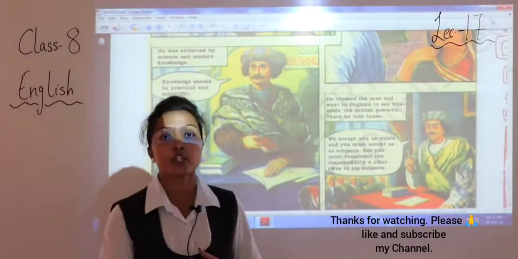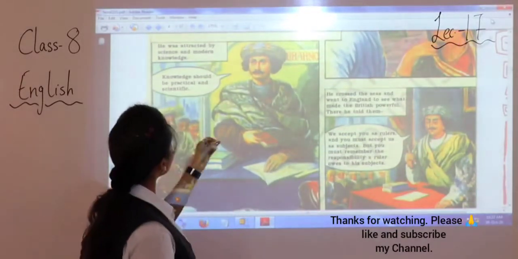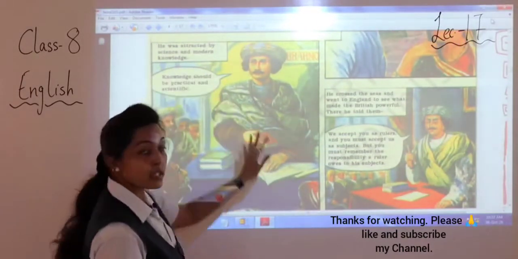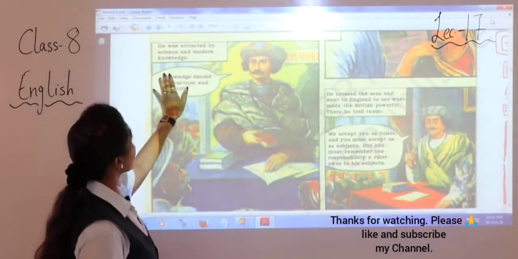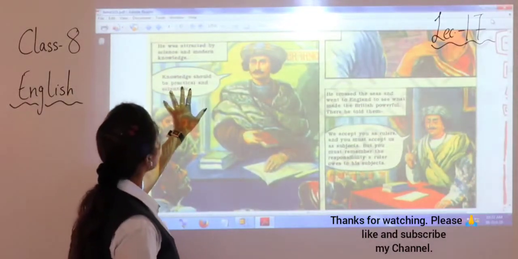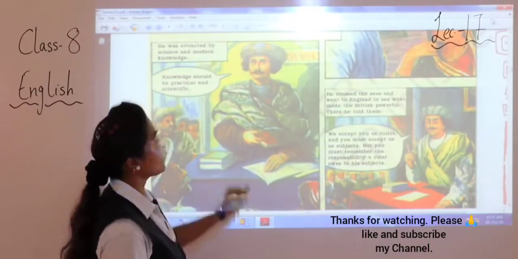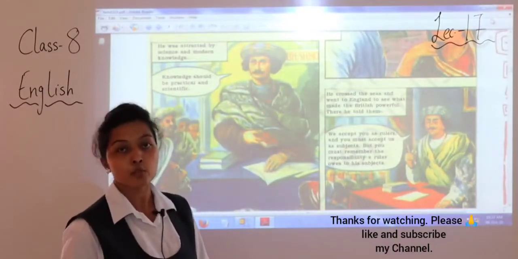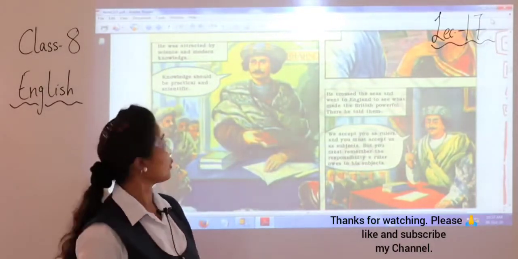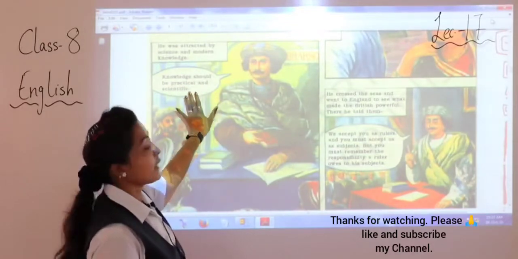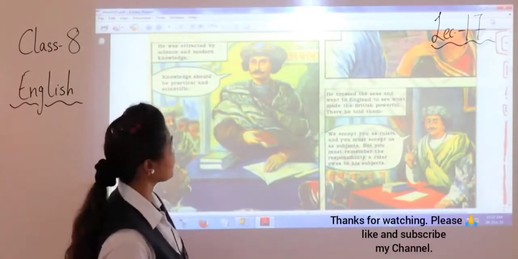He was attracted by science and modern knowledge, and this person is a learned person, a knowledgeable person. So he was attracted by science and modern knowledge. Knowledge should be practical and scientific. According to him, knowledge should be practical and scientific.